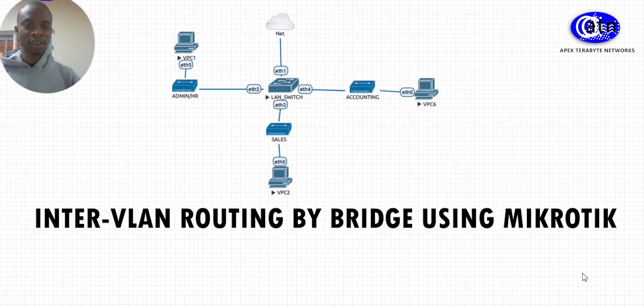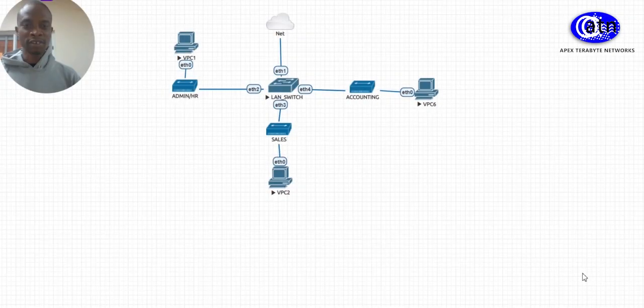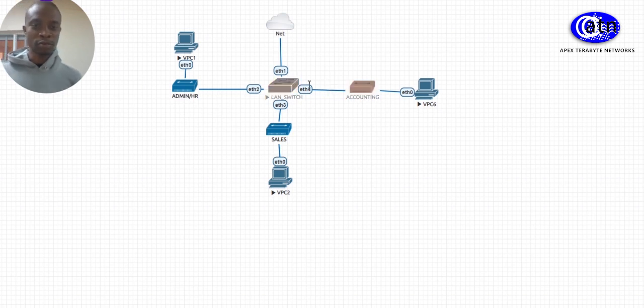Today we are carrying out inter-VLAN routing by bridge using a Mikrotik device. As you can see from the topology, this is a LAN setup for an organization which has three departments, namely the admin, the sales, and the accounting department. So the admin wants to set up VLANs in such a way that even between the VLANs there will be communication. When you are segmenting your LAN, if you don't carry out the inter-VLAN configuration and setup, the different VLANs will not communicate. Communication will just be restricted to a particular LAN.